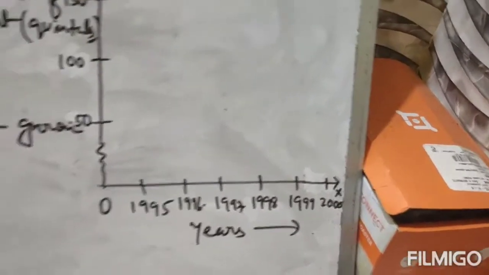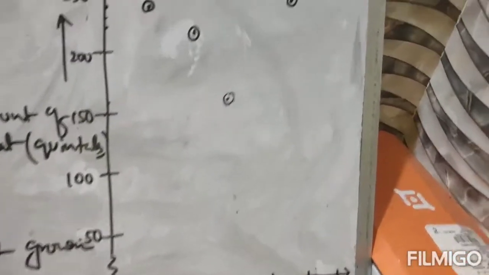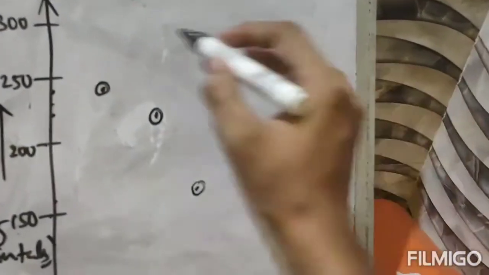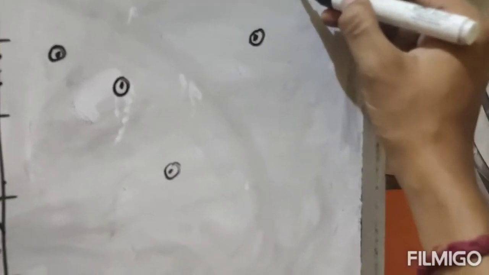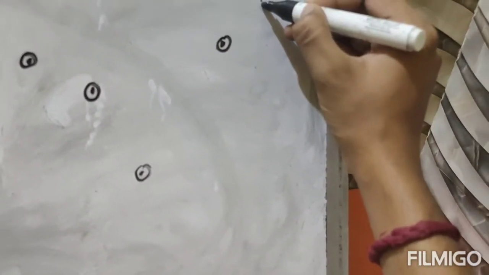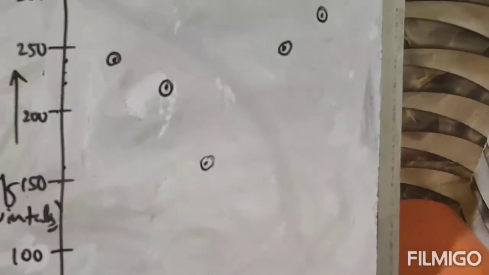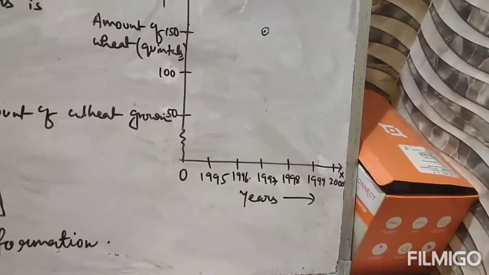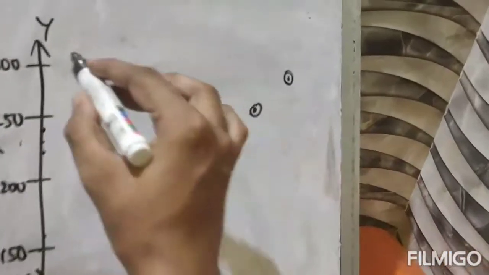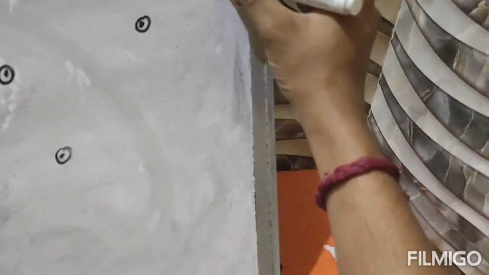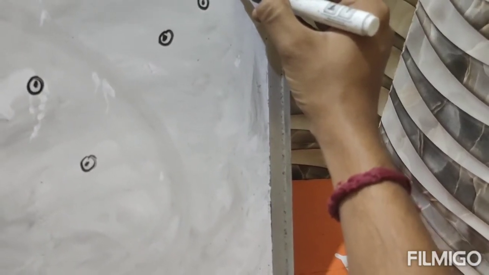In 1999 it is 270 unit. 270 means this is 250, 260 and 270, that means just below 300 in 1999. And in 2000 it is 300 unit, so it is almost equal to the 300 level, almost this level. Clear?